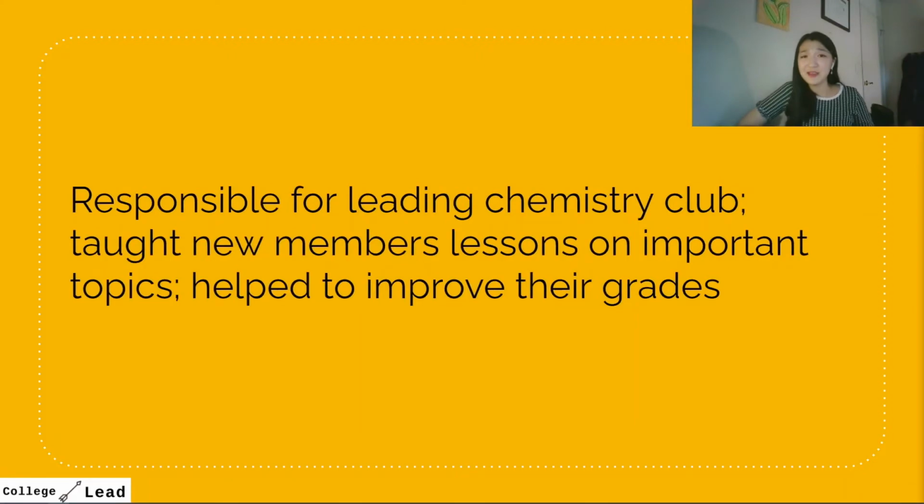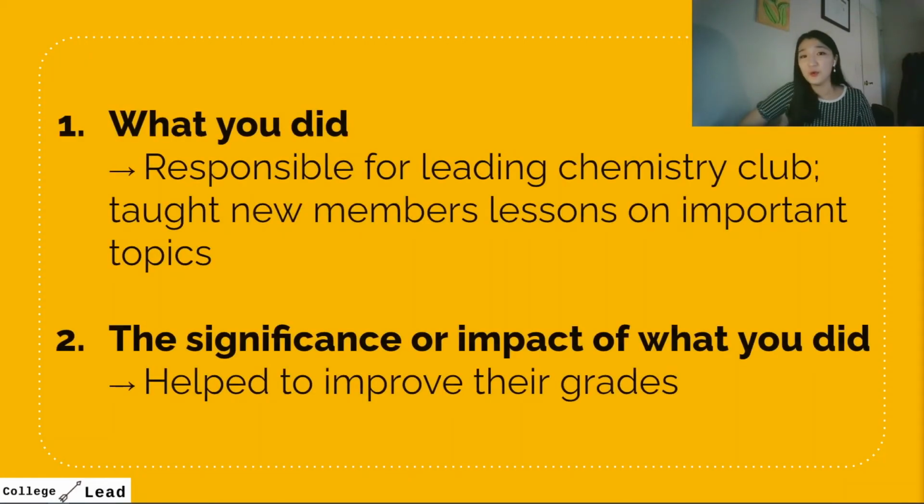So, something like this should work in terms of conveying both what you did and also the significance or impact of what you did. So, responsible for leading the chemistry club, taught new members lessons on important topics and helped improve their grades. Breaking this down, the part on what you did will be responsible for leading the chemistry club, taught new members lessons on important topics. Now, the significance or impact of what you did is helped to improve their grades.